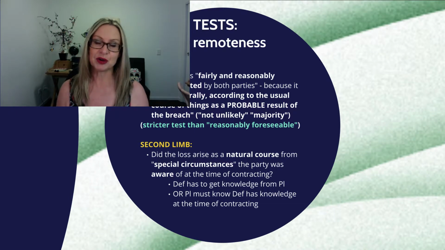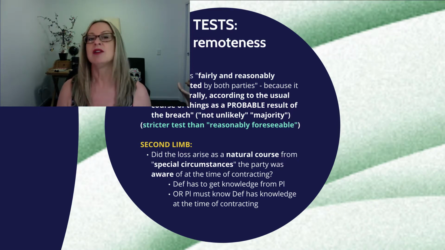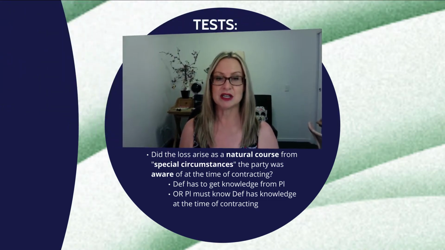So the plaintiff has to show either, as I said down the very bottom there, the defendant has gotten that special knowledge from the plaintiff, or the plaintiff has to know that the defendant already had that knowledge at the time of contracting. If that is the case, then you will be able to claim, unlike Victoria Laundry, for the losses flowing from those special circumstances. So that is the issue of remoteness.